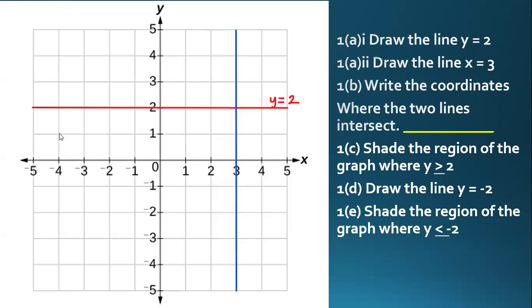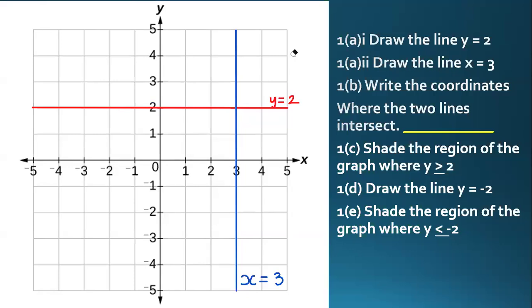So we're going to label this as what? X is equal to 3. So x is equal to 3 is a vertical line that passes through 3 on the x-axis. And then y is equal to 2 is a horizontal line passing through 2 on the y-axis. All right, so just make sure I have those things drawn here. Any questions so far before we move on to the intersection point? If you have any questions, please let me know so I can answer it.